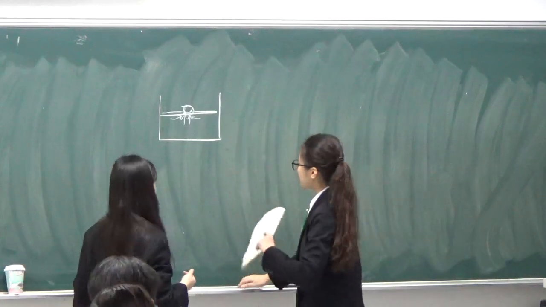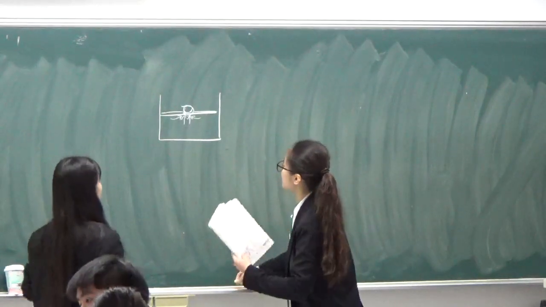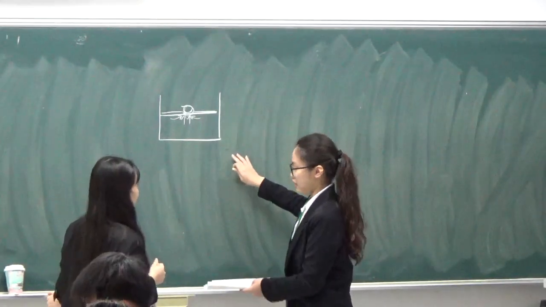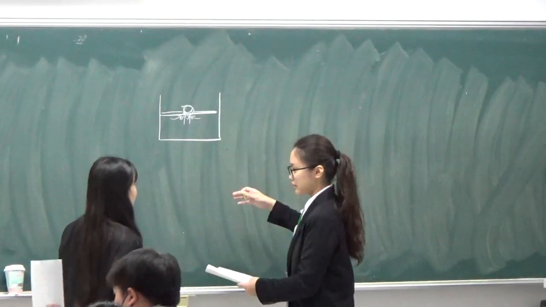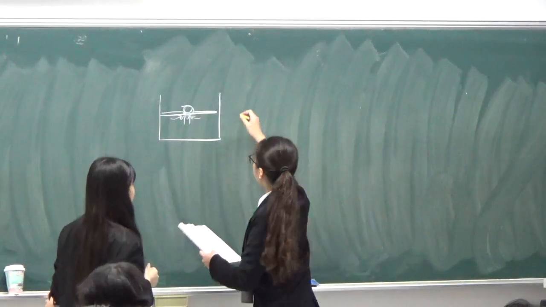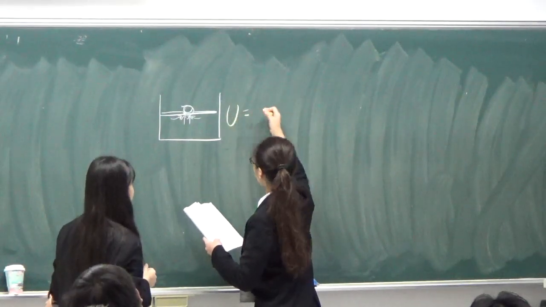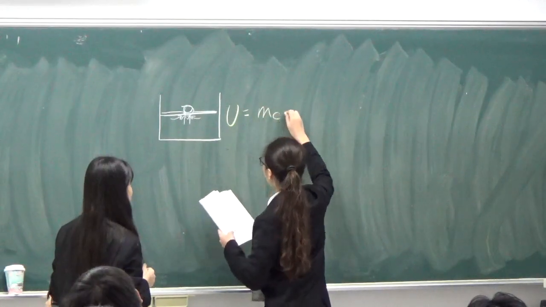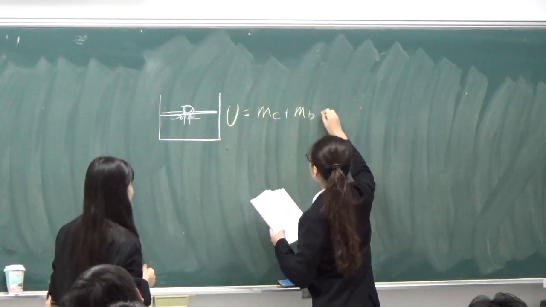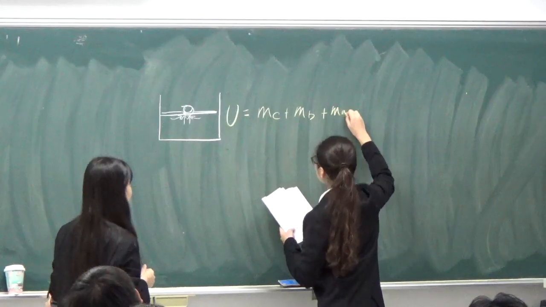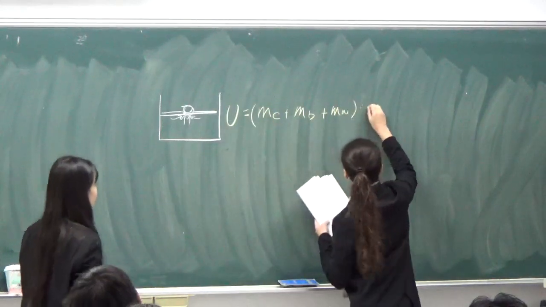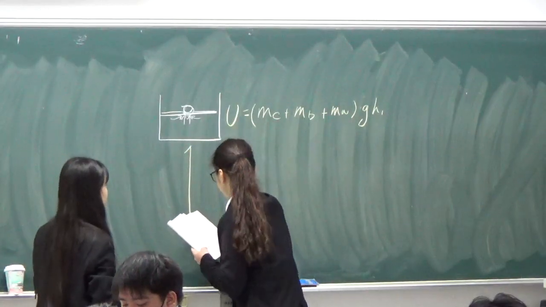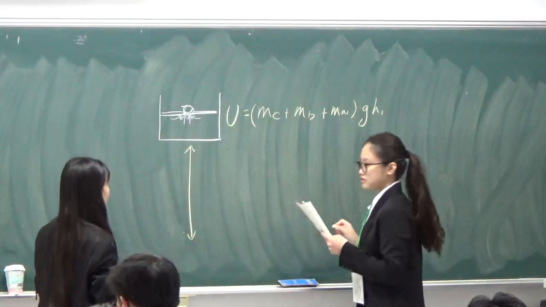I don't think you understand what I'm going to add. I'm going to add that because we haven't dropped the bucket in this graph, there will be potential energy here. So the potential energy equals the mass of the container, plus the mass of the ball, plus the mass of the water, times gravity, times the height here. Do you agree? Yeah, I agree.